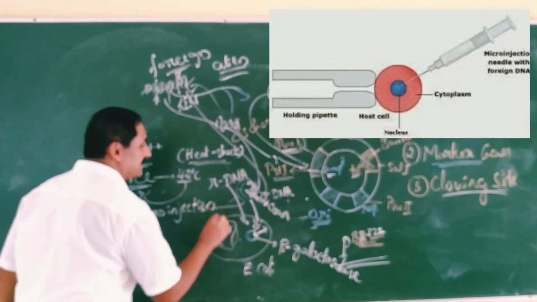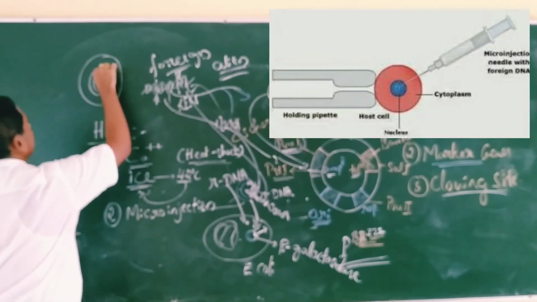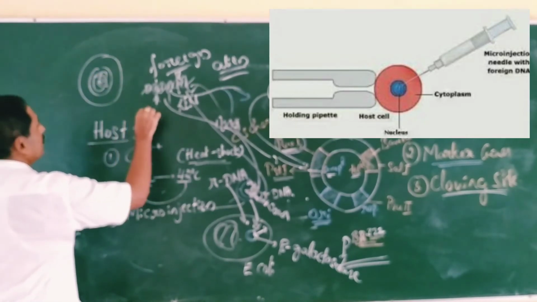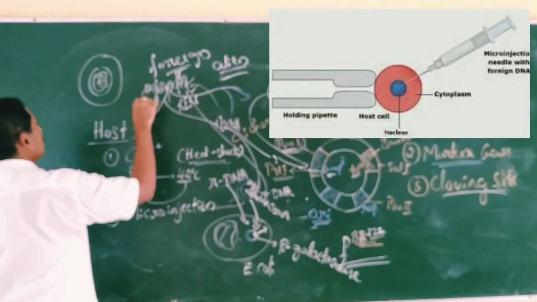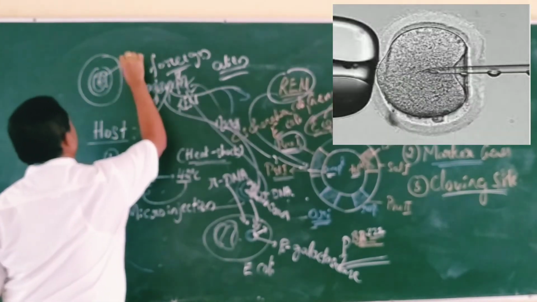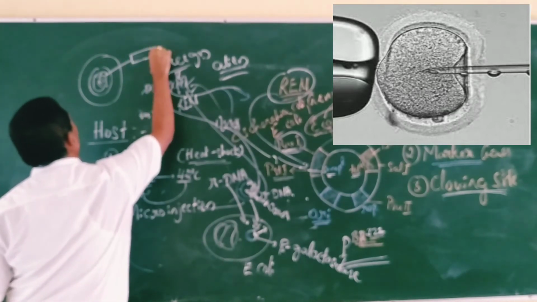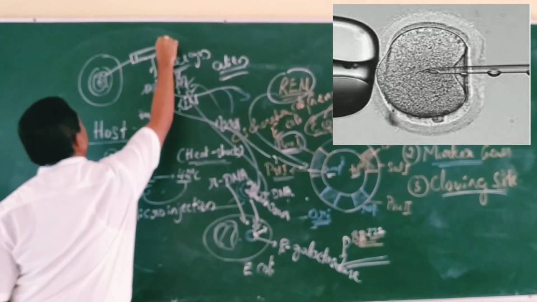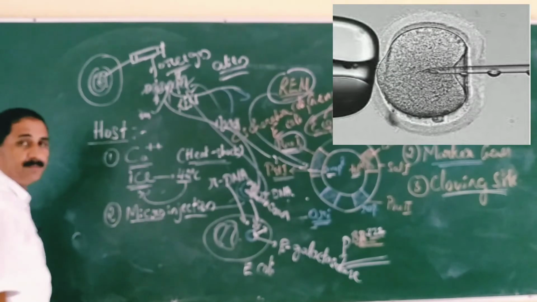If the host cell is an animal cell, it contains its genomic DNA. You have to introduce a foreign gene, an alien gene. To introduce this foreign gene, we can directly inject the foreign gene into the host cell by injection. The method is called microinjection, especially in animal cells.